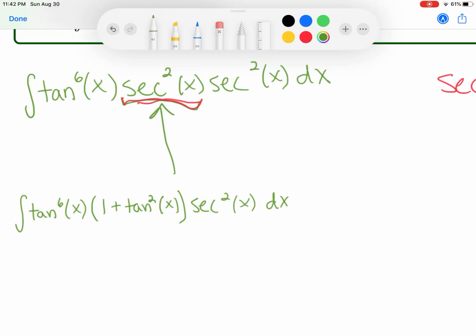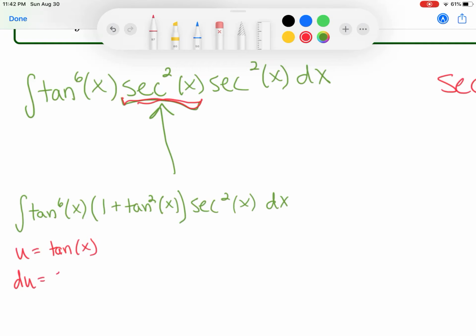What are we going to let u be? We're going to let u be the thing that is raised to the biggest powers. What is that? That looks like this guy here, tangent. Tangent is raised to the 6th power, and then again in here we have another representation of tangent. So tangent's the more problematic thing here. So let's let u be tangent. Okay, so u is equal to tan x.